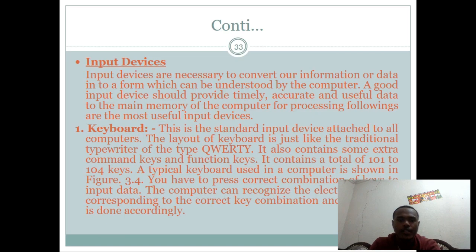The first one is the keyboard. This is the standard input device tied to all computers. The layout of the keyboard is just like the traditional typewriter of the type QWERTY. It also contains some extra command keys and functional keys. It contains a total of 101 to 104 keys. Simply, the keyboard is the first input device.